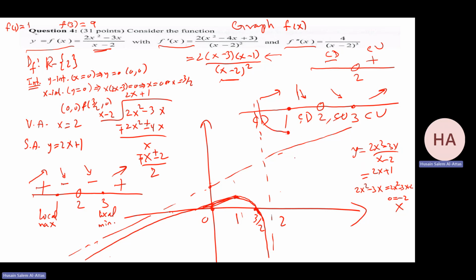And then after that, this is 3. I have a local minimum at 3. Then it will be increasing and concave up. So it will do something like this, and it will go beside the asymptotes. Okay. This is 1. And this is 9. Okay. So is there an absolute maximum, absolute minimum? No absolute maximum, no absolute minimum.